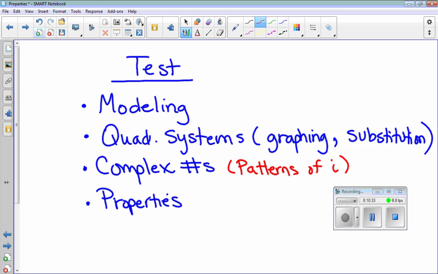So all of this is going to be on your test. This quiz I gave you is just a little review of the first two, of modeling and quadratic systems. So this is only your review for the first. You still have to make sure you know your properties and how to add, subtract, multiply, divide complex numbers and patterns of i. Okay? Let's look at this quiz here.